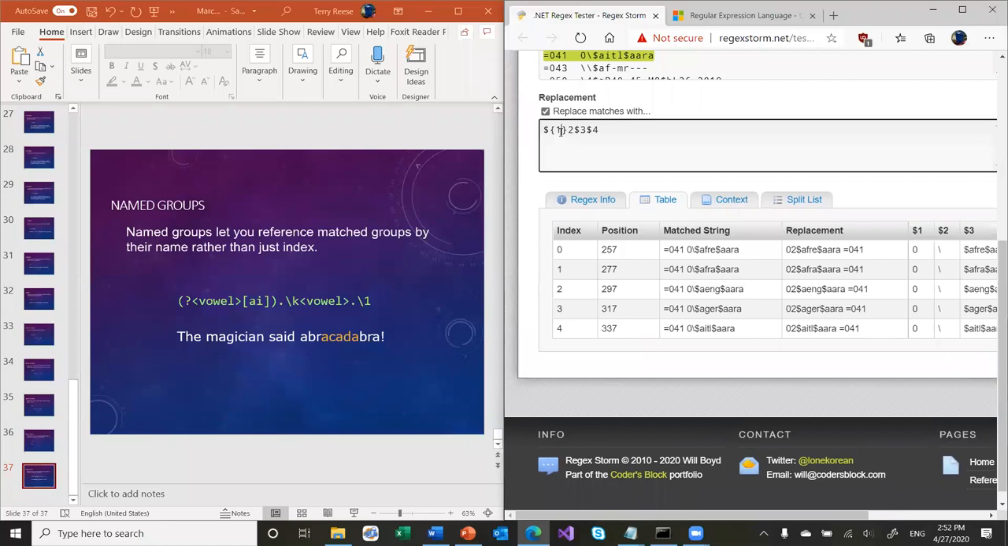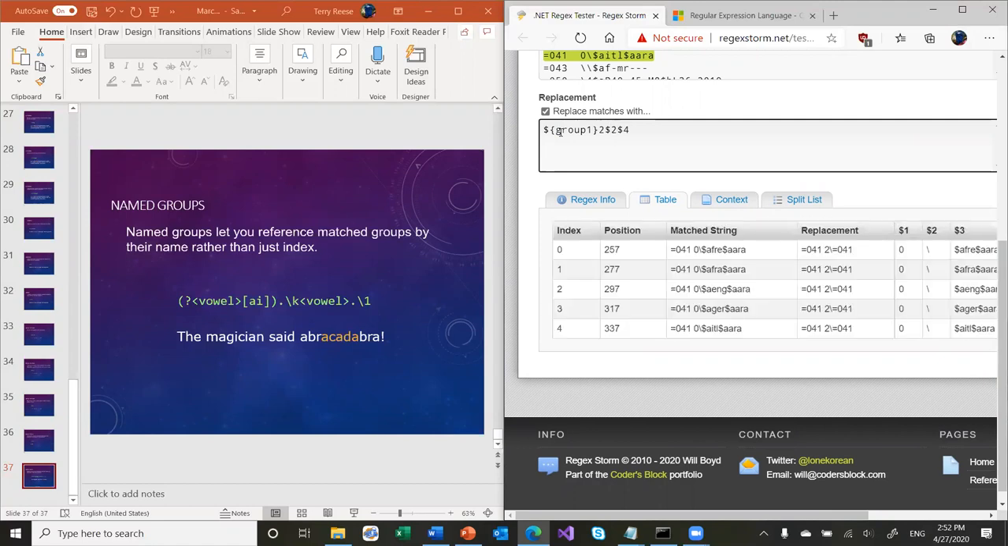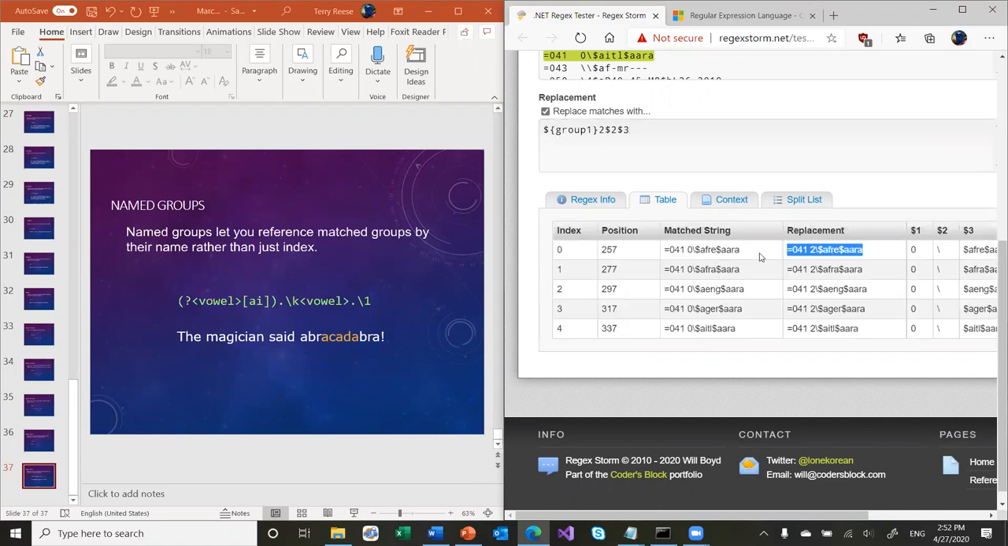So in order to represent the data at the beginning of the field, I have to use the named group, and then I have to remember that all of my group numbers have now shifted. And so now group two is going to be the second indicator, and group three is going to be the rest of the field. And when I look at the replacement here, you see that it's put in appropriately.